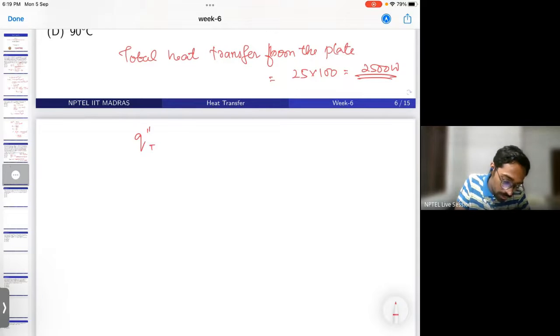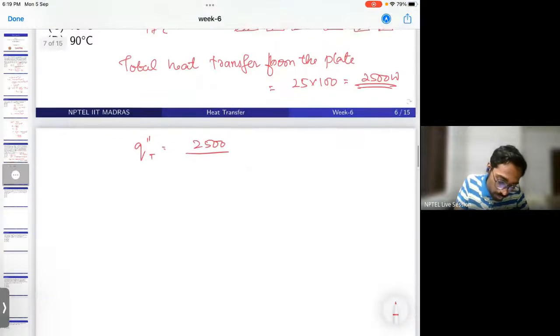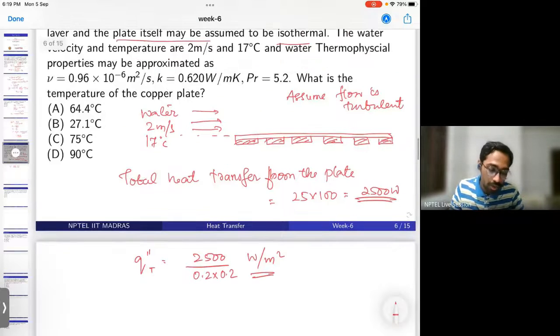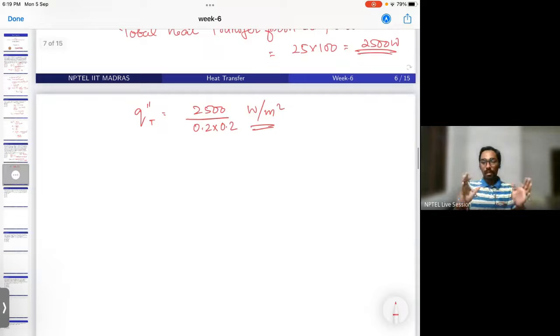total heat flux is 2500 divided by 0.2 into 0.2. This much watts per meter square is the heat flux that is dissipated from the plate. So we are asked to find out the surface temperature of the plate. Here we need to find out the average heat transfer coefficient.